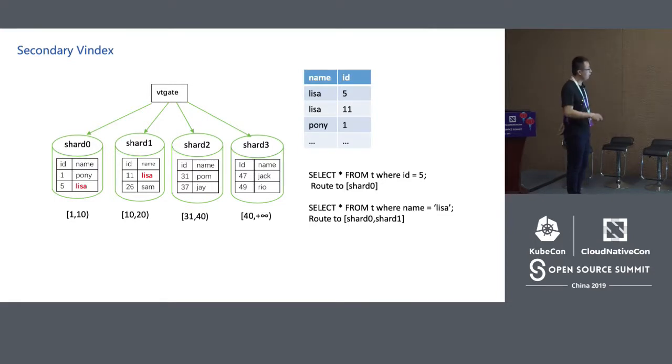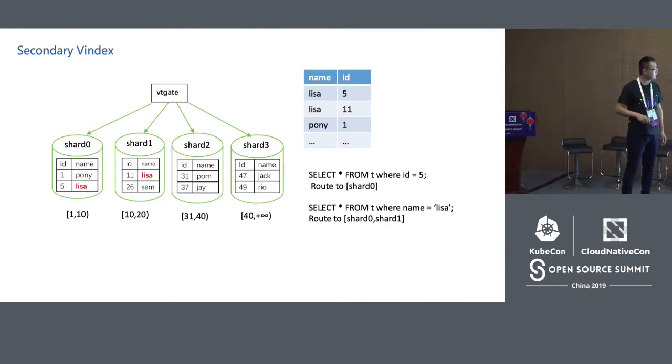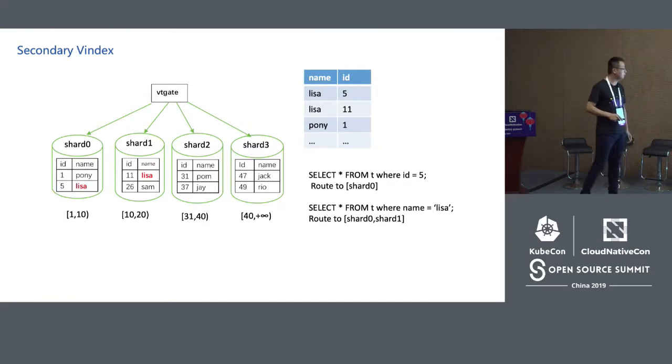So the ID is 5 and the name is Lisa, and later I insert another row where the ID is 11 and the name is also Lisa. The two names are both Lisa, but they have been put in two shards. However, when I do the query based on the ID, for example ID 5, it is going to route to shard 0, because I use ID for sharding.